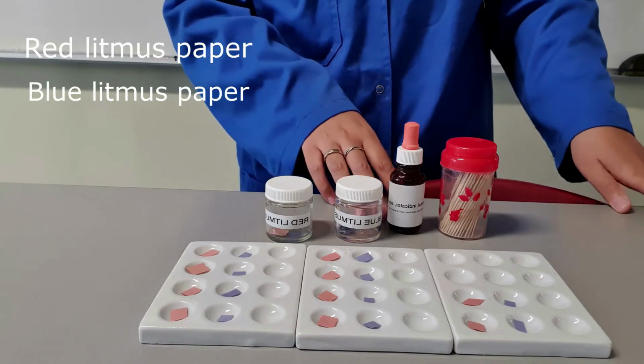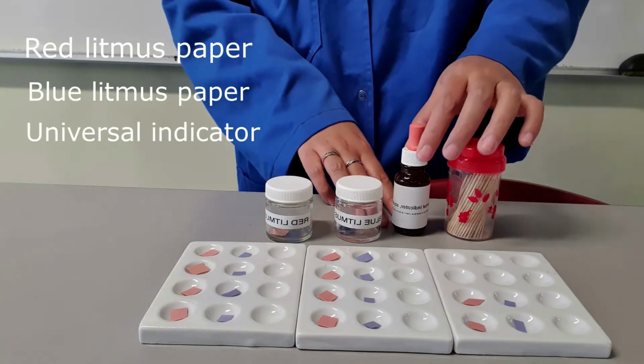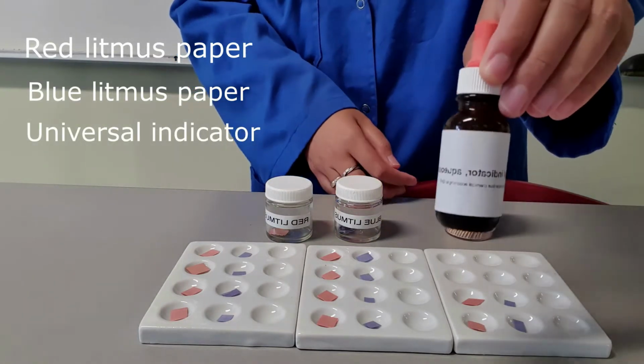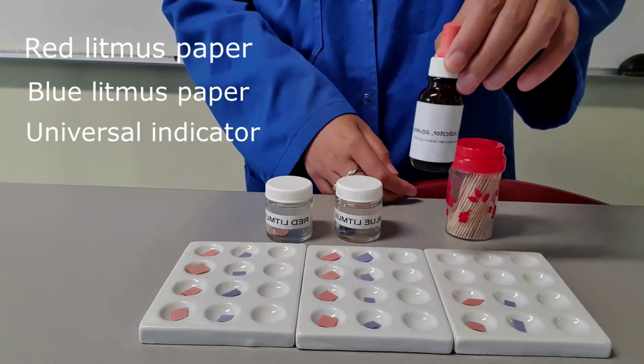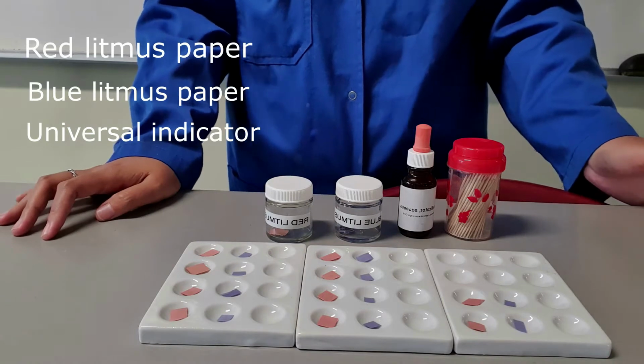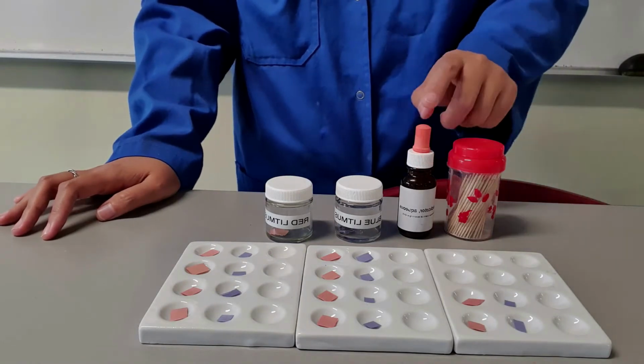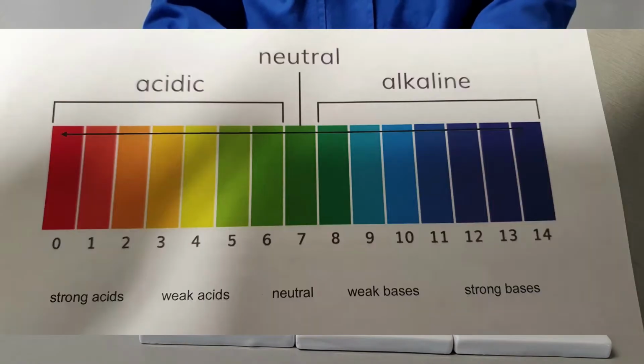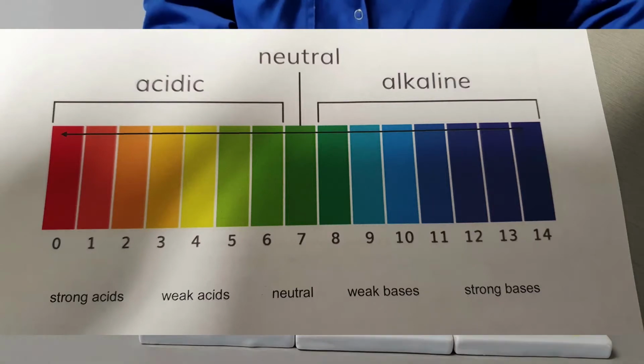And the third thing that we are going to use is called the universal indicator. So this will tell us approximately the pH level of the substance that we are going to test. Okay, so the universal indicator will give us different colors depending on the pH level of the substances.